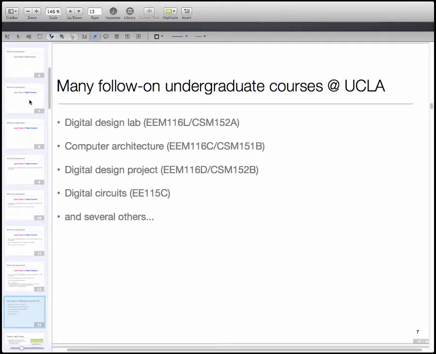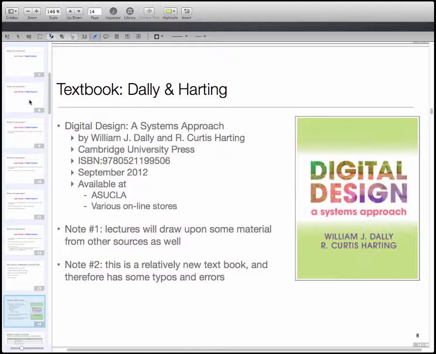After you take this course, presumably most of you are first or second year students, there are many follow-on courses. There is a lab, which is where you actually work with electronic realization of these digital systems, EEM16L. There's a computer architecture class where you go into how to actually make decent computers and how they're organized. There are digital design project courses. There are digital circuit courses where you go into transistors and all, and likewise many other courses which overlap with that. So this lays the foundation for a lot of follow-on coursework that you would see.